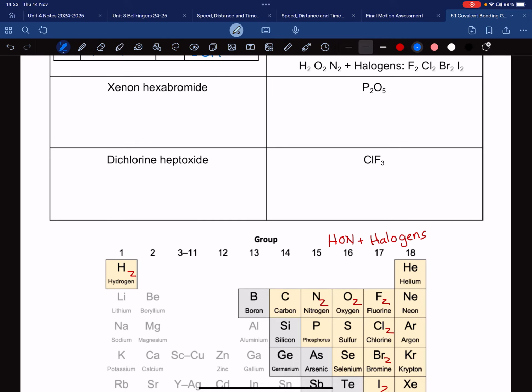Alright, so you just read the element and the number and you just put them together. So xenon is Xe, bromide is Br, hexa is 6 of them, so the final formula is XeBr6.